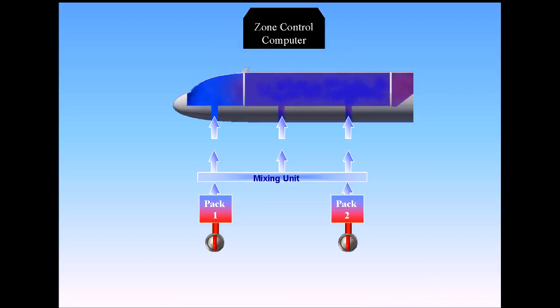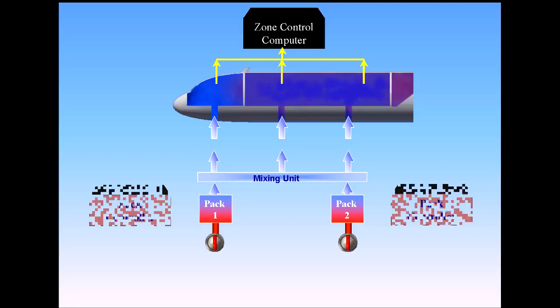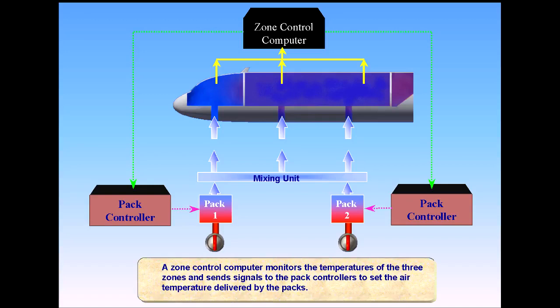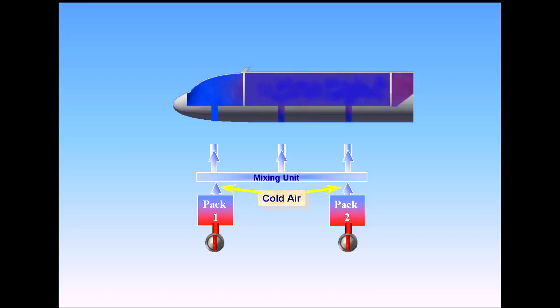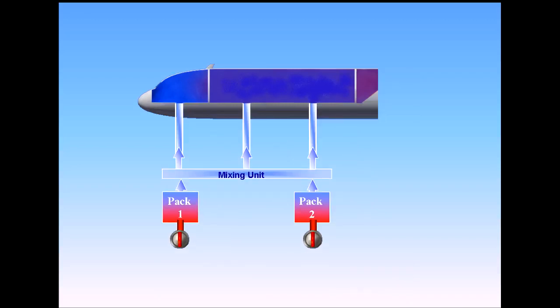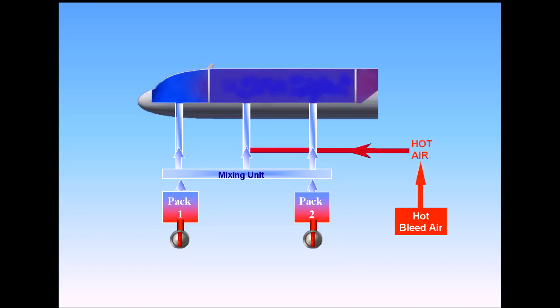A zone control computer monitors the temperatures of the three zones and sends signals to the pack controllers to set the air temperature delivered by the packs. Normally, cold air is delivered by the packs and is then sent to the three zones. Since the different areas of the aircraft may require different amounts of cooling or heating, hot bleed air can be added via trim air valves to achieve the demanded temperature for a zone.